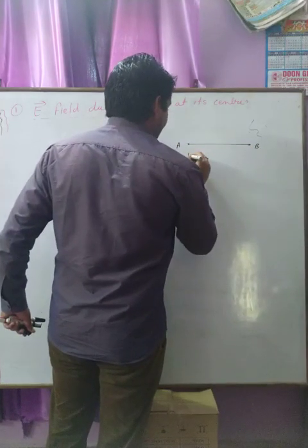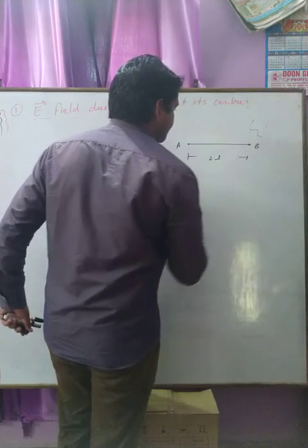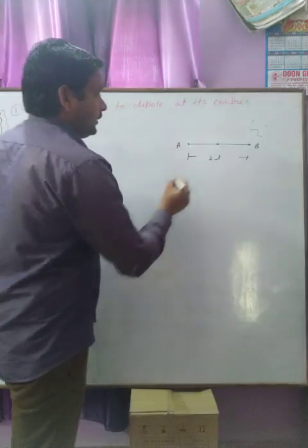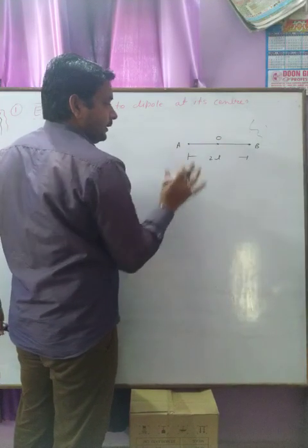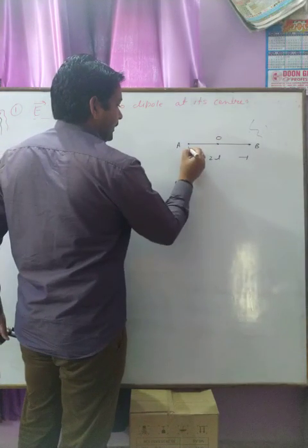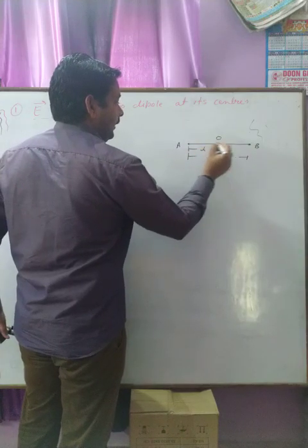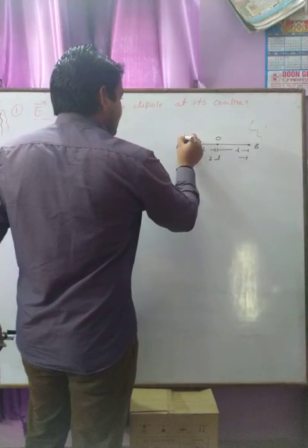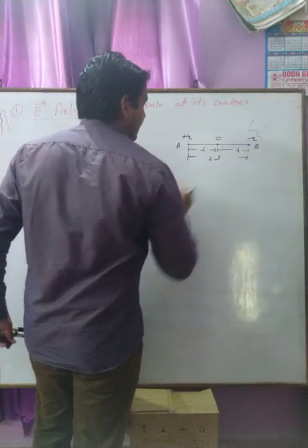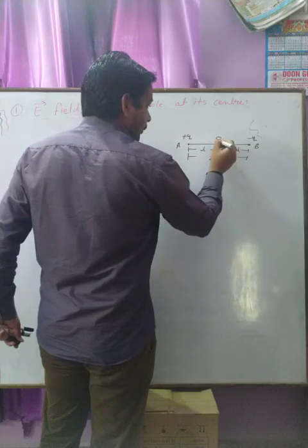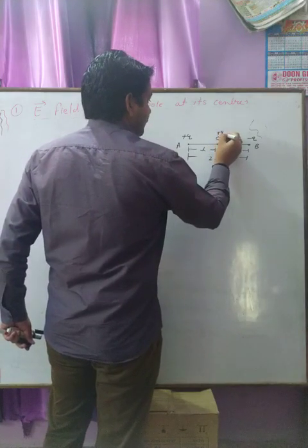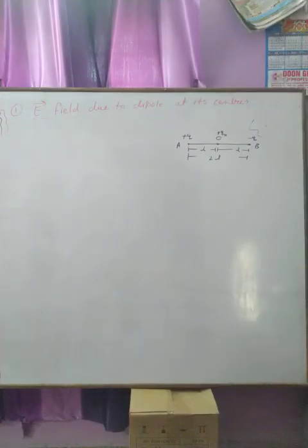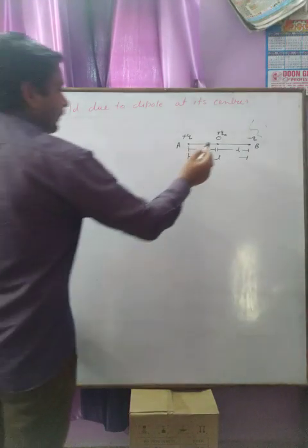A dipole AB having the separation distance 2L, let this be a point O which is at the center of this dipole, having the distance from A to O is L and from O to B is also L. Therefore this is the positive charge and this is the negative charge, and we are putting here at point O a small positive charge so that we are calculating the electric field of the dipole at point O.